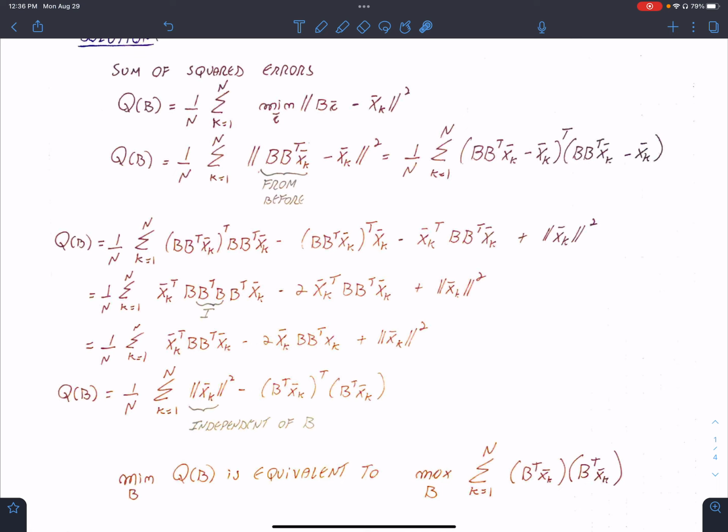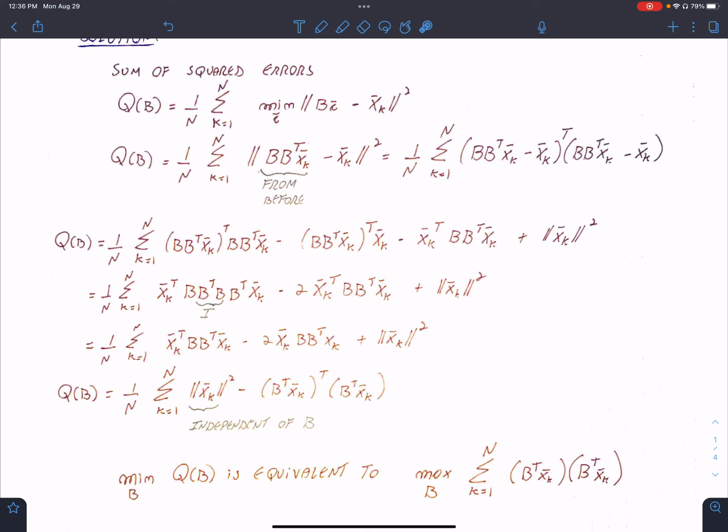And also we can notice that this term here is independent of B. So in other words, if I try to minimize this function as is, this term being there or not being there doesn't mean anything. So I can simply remove it.